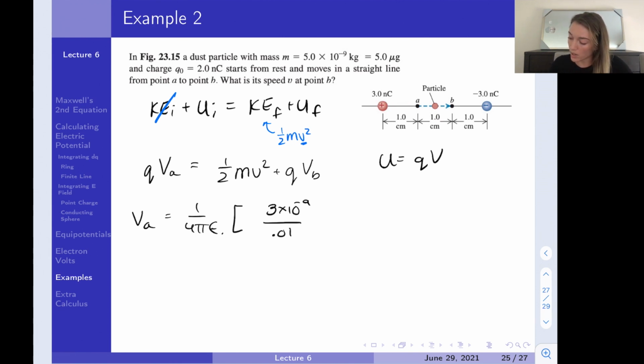So we'll write 0.01. And then the potential at point A due to this charge here is negative, because we have negative 3 times 10 to the negative 9 coulombs. And then the distance, we have 1 centimeter and then another 1 centimeter to get to point A, so we're at 2 centimeters. And then just plug that into your calculator, and this number comes out to 1,350 volts. So let's write that so that we don't forget over here.